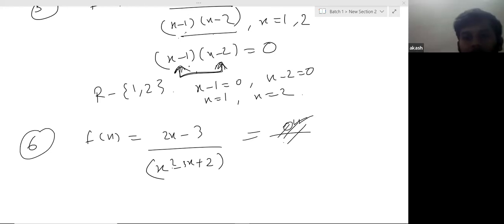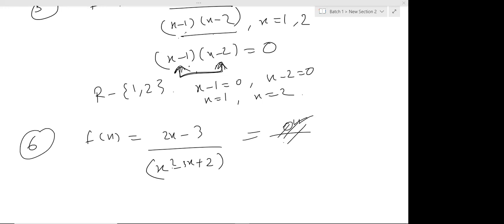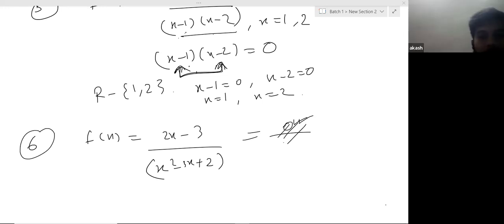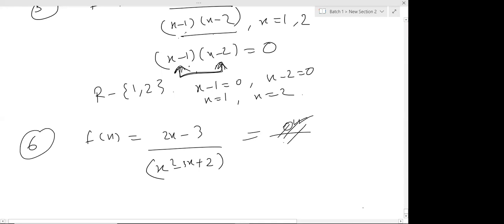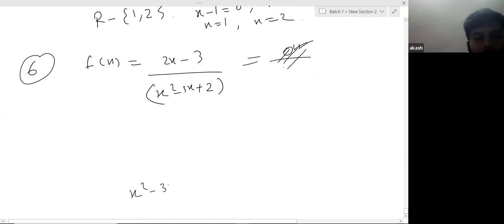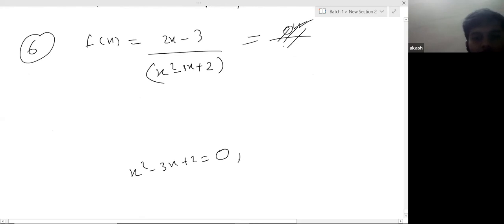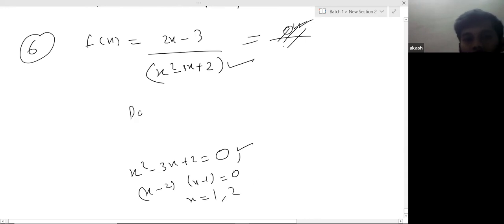All right. Gautam, Abdul, done? Yes, sir. Okay. So here also the denominator cannot be 0. So x square minus 3x plus 2 equals 0. Right? This is the way to do maths. This cannot be 0, so we put it as 0. And (x minus 2)(x minus 1) is 0. So x is either 2 or 1. So x cannot be 1 or 2. The domain is R minus {1, 2}. Right?